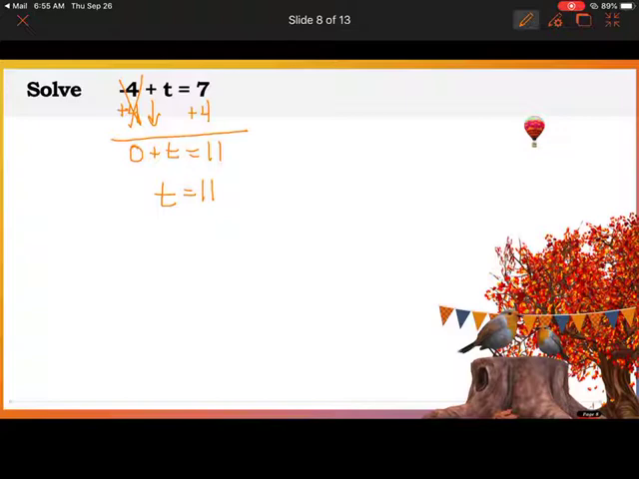So let's go ahead and check that. So I'm going to take my equation. Negative 4 plus 11 equals 7. Does 7 equal 7? Yes, it does. So that's my answer. That is what t equals.